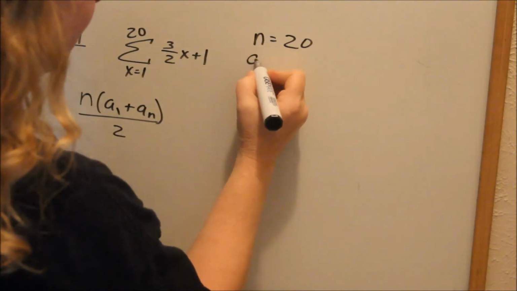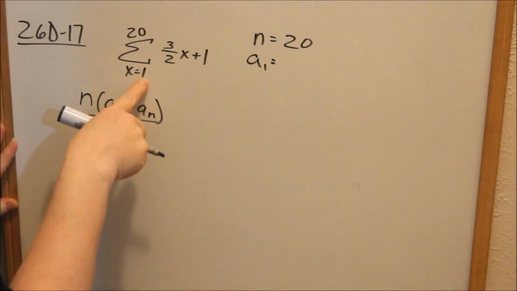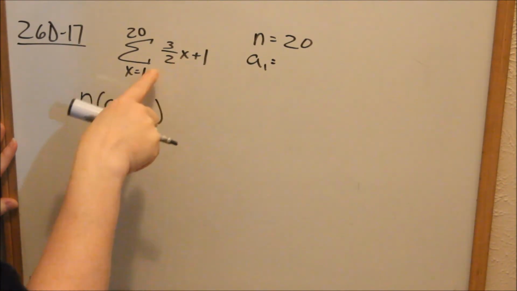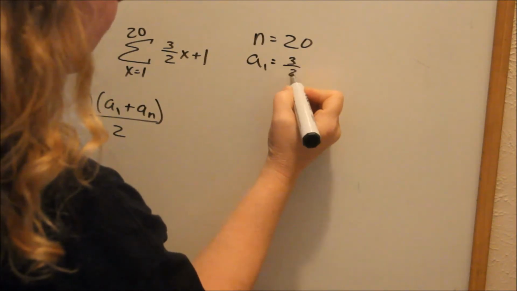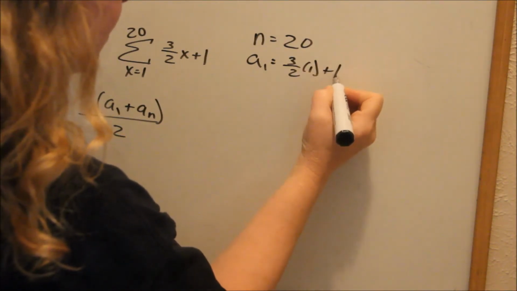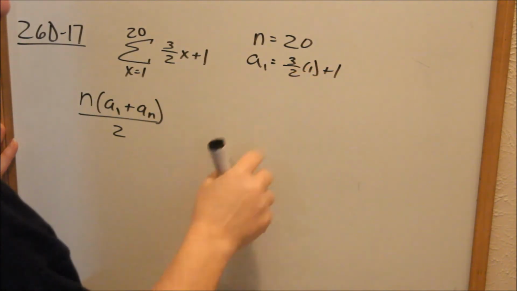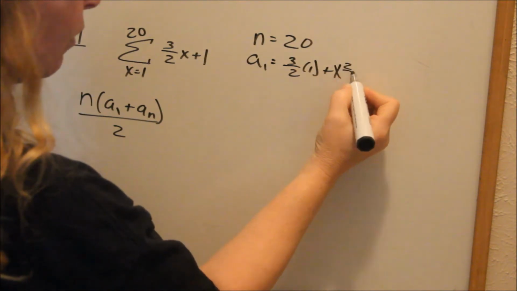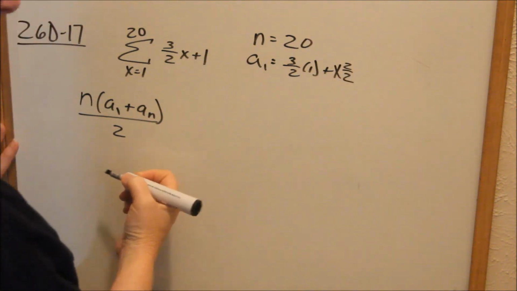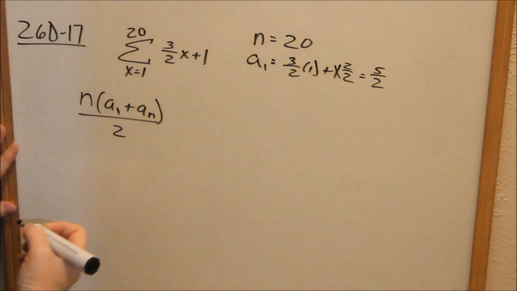To get my first term, you take whatever this first number is and plug it in for x. So now I'm going to plug in 1 for x. Take 3/2 times 1 plus 1. Basically 3/2, because that's already 3/2, plus 1. I can change this into 2 over 2 to make a common denominator. So A sub 1 equals 5 over 2.